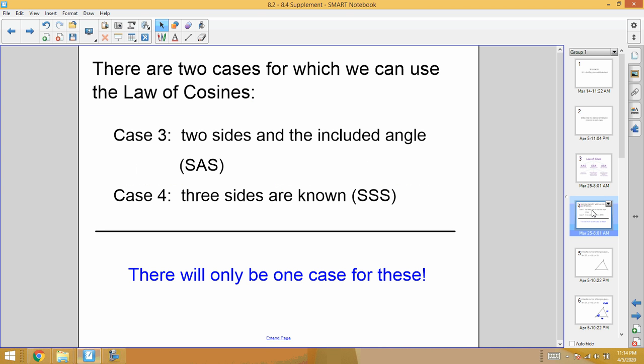And then the other two cases are the SAS case and the SSS case. And those will be good news for you as well, because those are always just one case. So there's no ambiguous case for either side angle side or side side side. So these are the ones you would start by using the law of cosines. But again, on number 1, you don't actually have to use the law of cosines. We're not solving for any of the sides or angles. You're just telling me how many triangles there are. So if you get one of these cases, you'll just say 1.